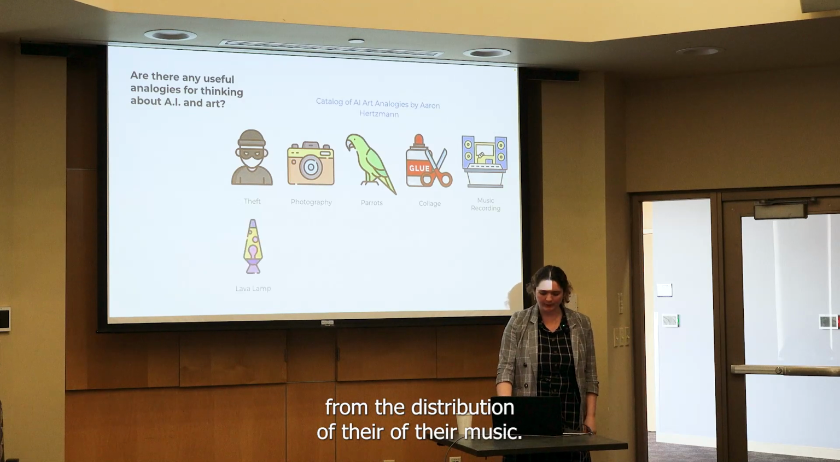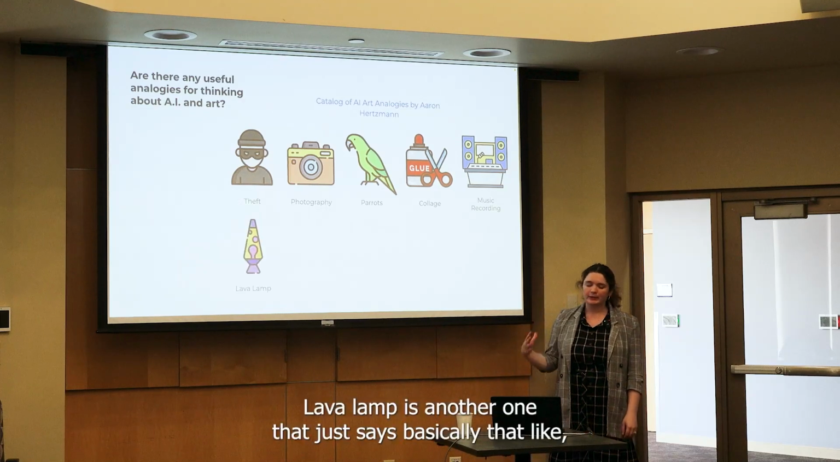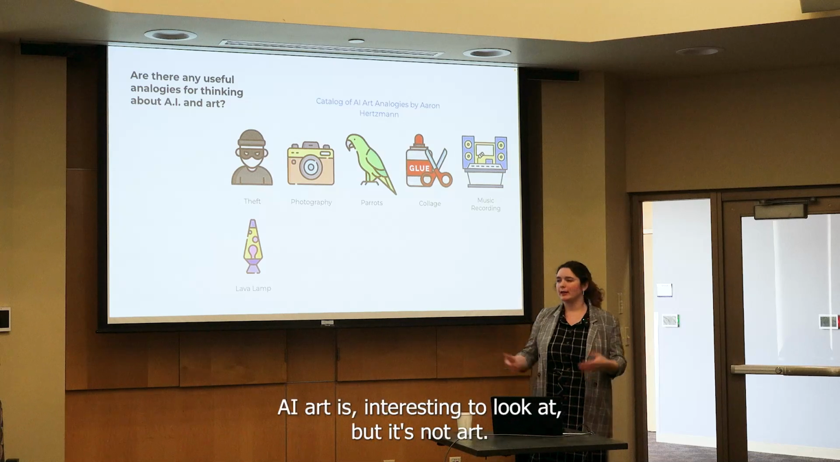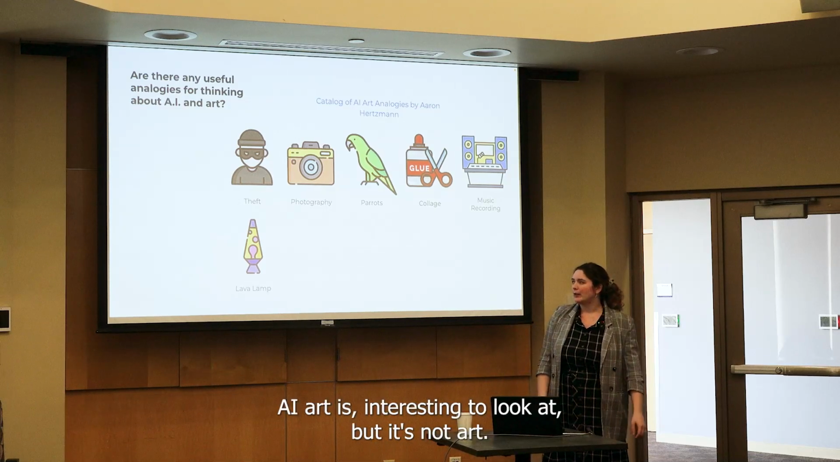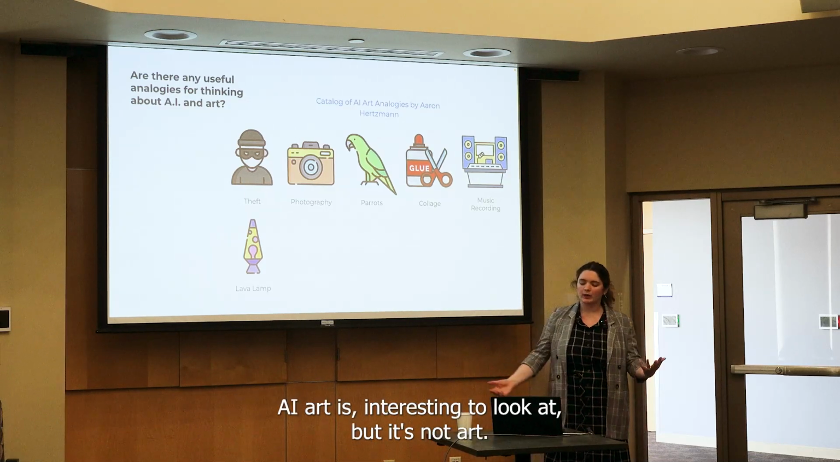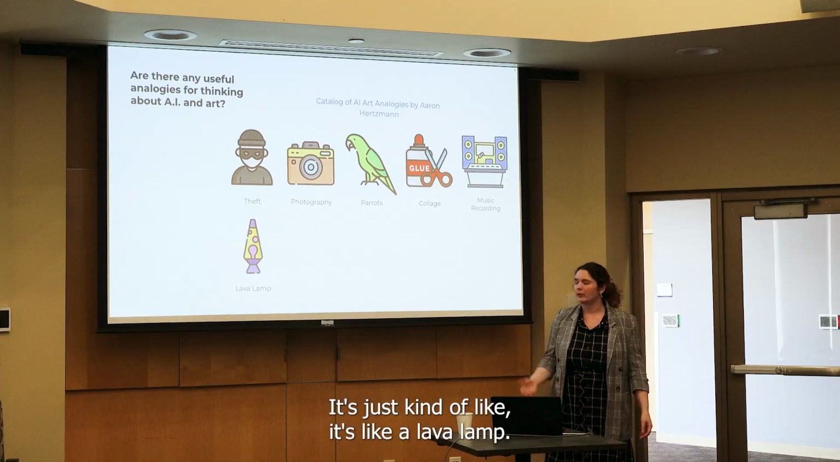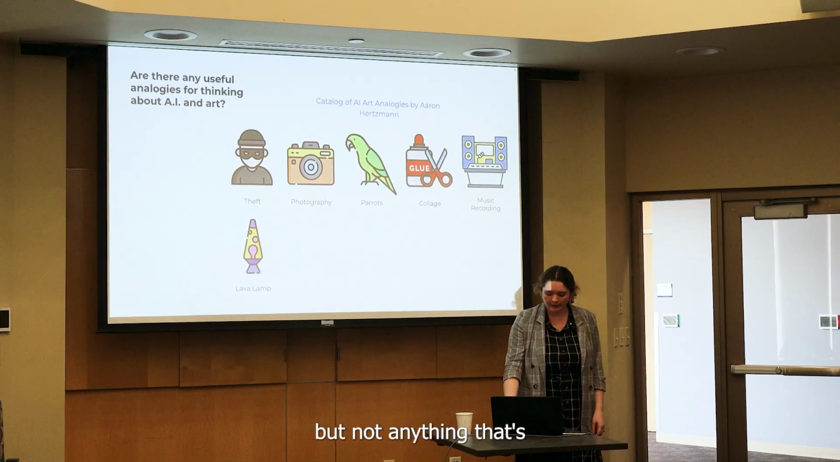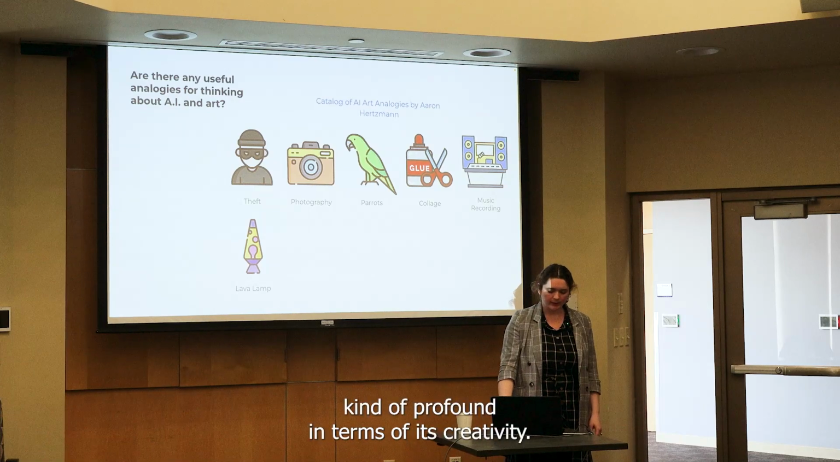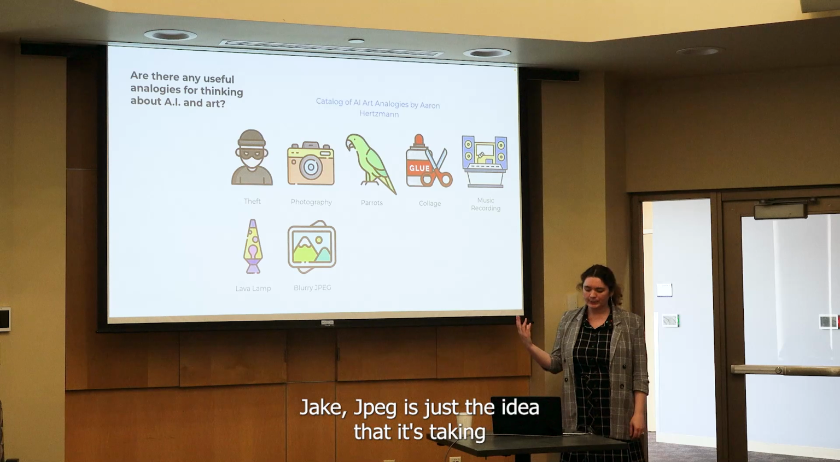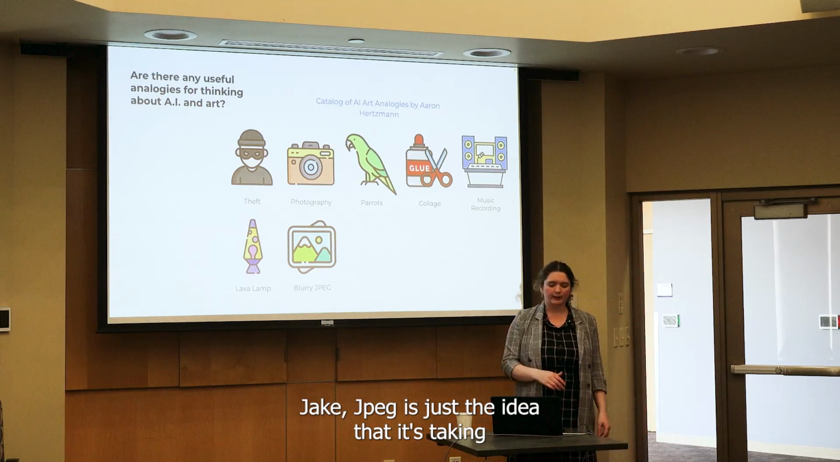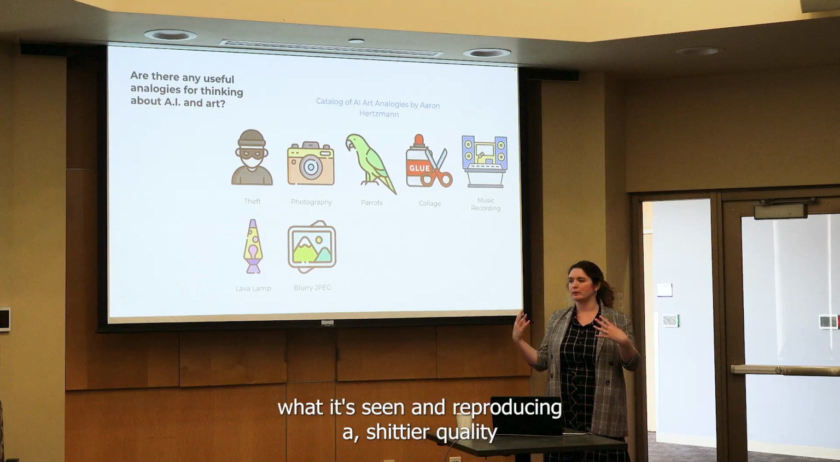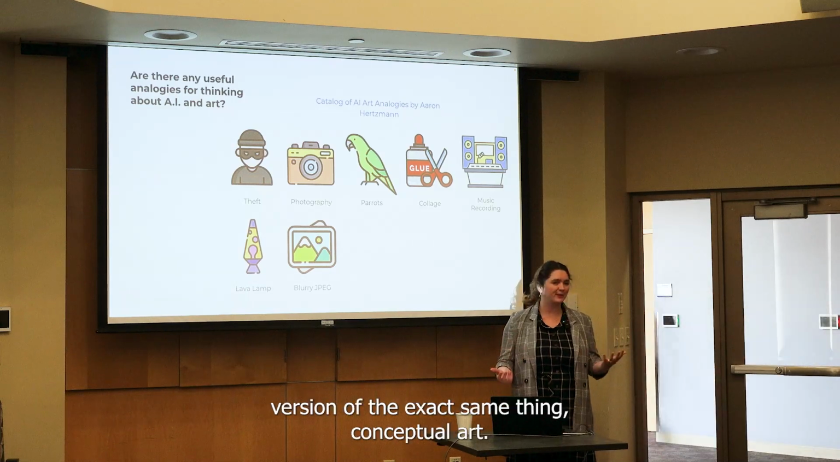Lava lamp is another one that basically says AI art is interesting to look at, but it's not art. It's like a lava lamp: mildly entertaining, but not anything profound in terms of its creativity. Blurry JPEG is just the idea that it's taking what it's seen and reproducing a lower quality version of the exact same thing.